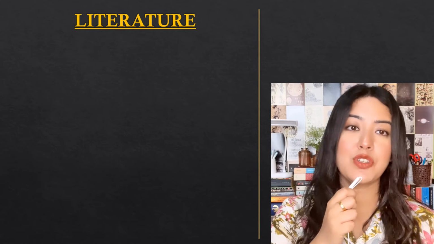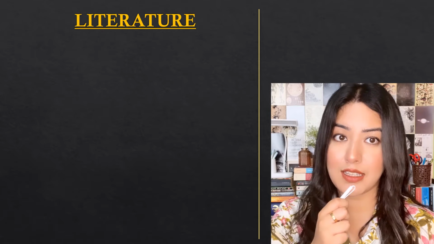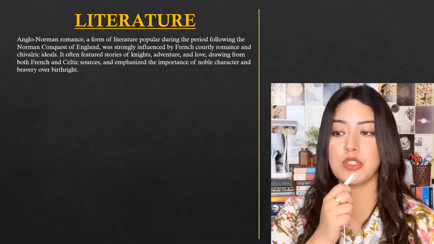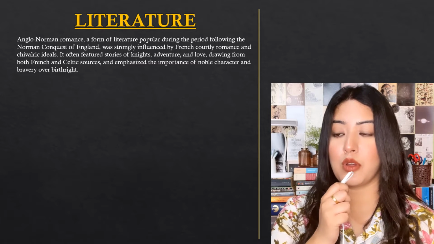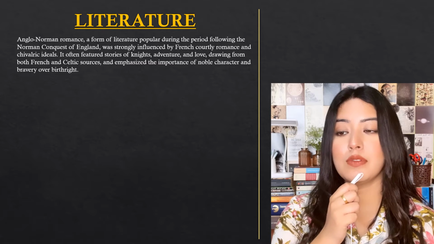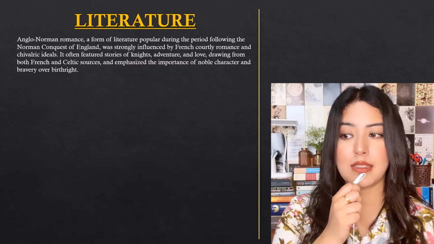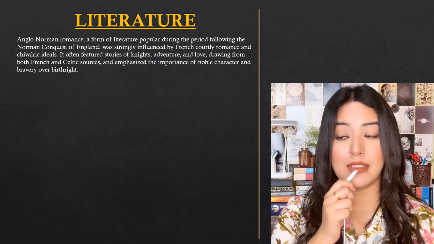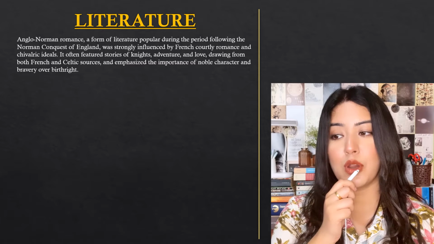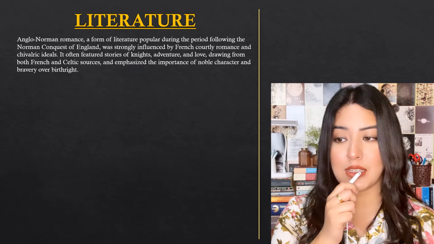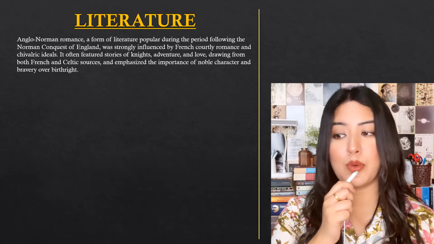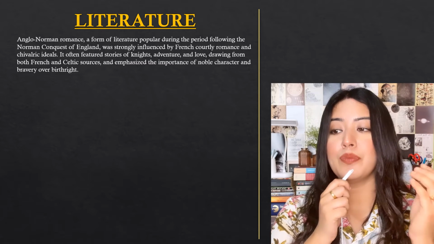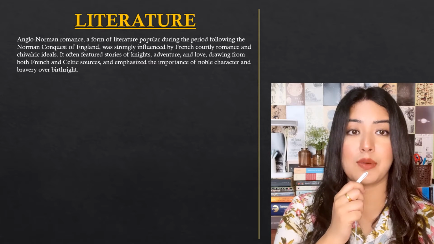Now, finally, let's just talk about the literary characteristics of the age. So, Anglo-Norman romance, a form of literature popular during the period following the Norman conquest of England, was strongly influenced by French courtly romance and chivalric ideals. It often featured stories of knights, adventure, and love, drawing from both French and Celtic sources, and emphasized the importance of noble character and bravery over birthright. So, see, what are the takeaways?